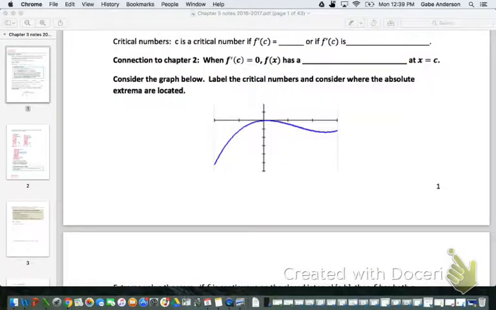All right, I want you to, like it says here in the instructions, look carefully at this graph, and I want you to try to label the critical numbers. I want you to label the places where it appears that this graph has a horizontal tangent line. So let's do that first. Feel free to pause the video, do this on your own. I'll do it up here.